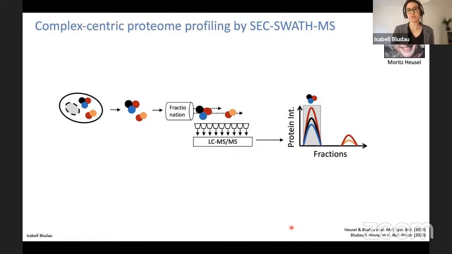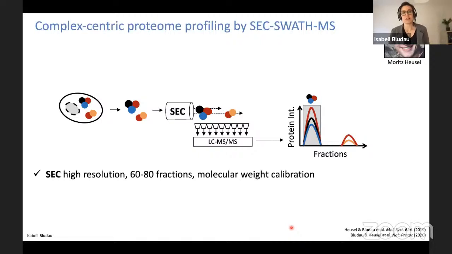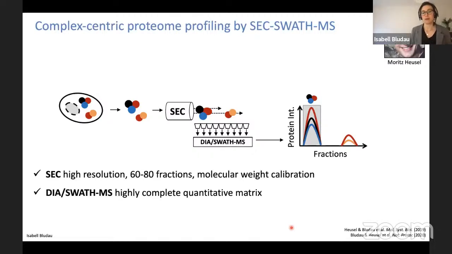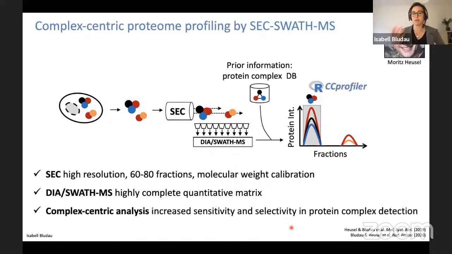And so the strategy that we developed is called complex-centric proteome profiling by SEC-SWATH-MS. From the technical side, we use size exclusion chromatography at high resolution, sampling between 60 to 80 fractions. We then perform bottom-up proteomics by DIA or SWATH mass spectrometry to get a highly complete quantitative matrix. And then finally, we play the trick of using the complex-centric analysis strategy, where we use prior information from a complex database to specifically target the complexes in this database in our data.